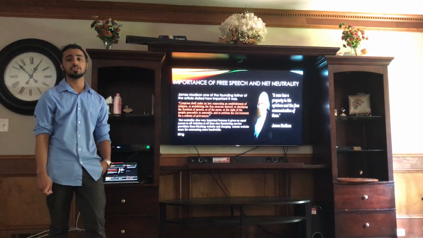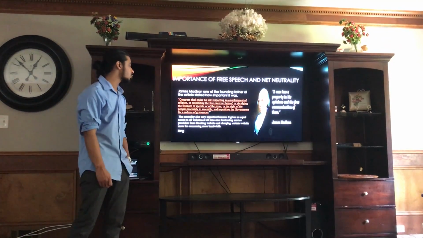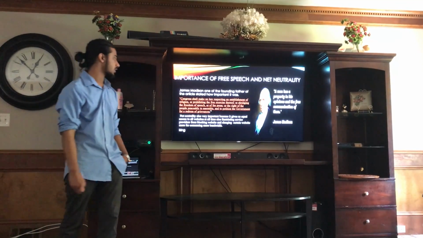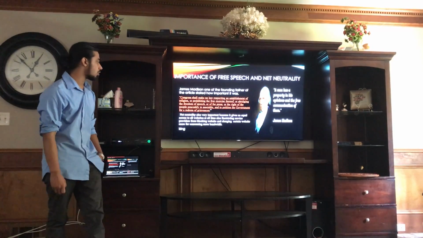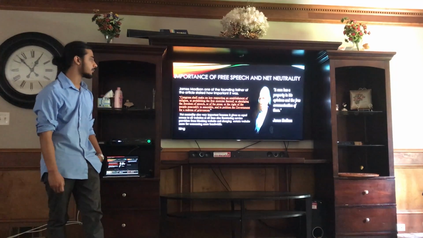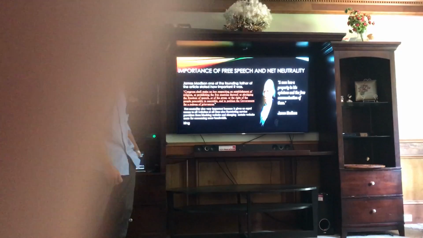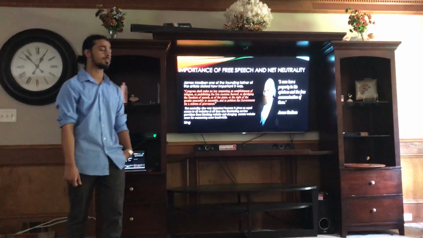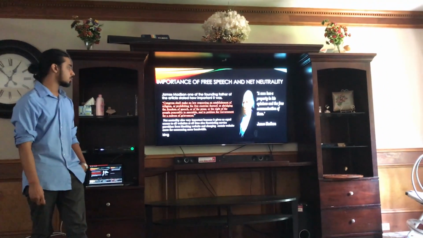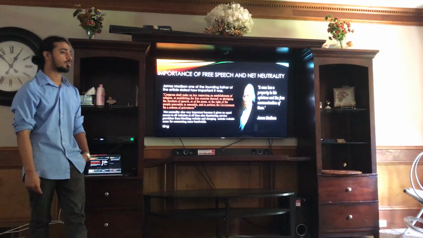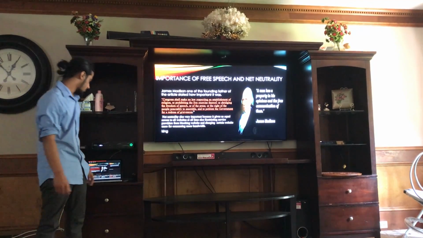And net neutrality is also very important because it gives us equal access to all websites at all times, except illegal ones. It also restricts service providers from blocking websites and charging certain websites more fees for consuming more of our bandwidth.